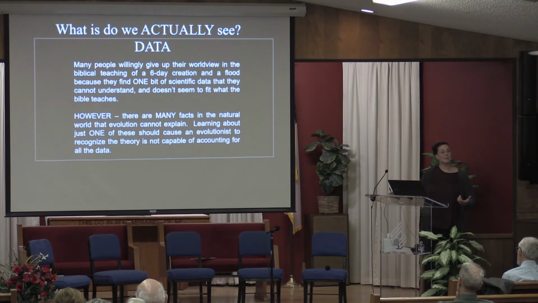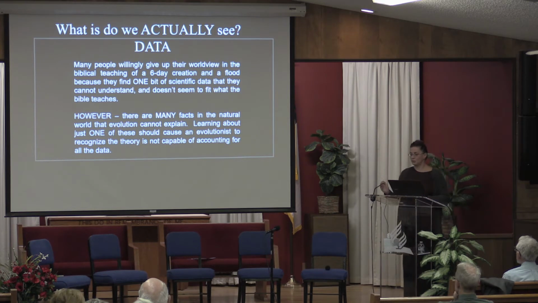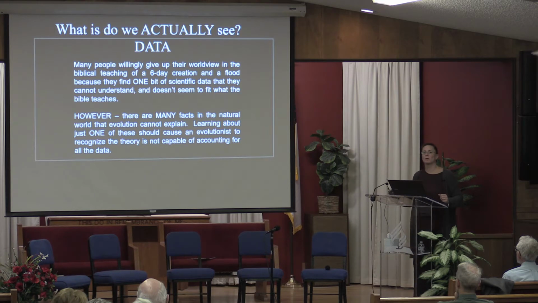And maybe you know people like this, maybe you have friends like this, maybe you have family like this. However, I want to point out to you and to those folks who are in that position that there are many, many things in the natural world that contradict the evolutionary model. Although most evolutionists don't give up their ideas, they don't give up their belief in the evolutionary model, they just say there's more research to be done.